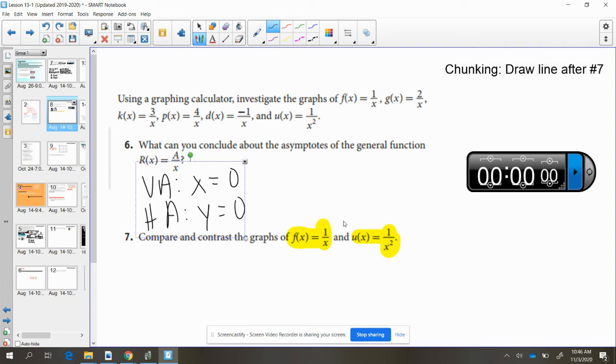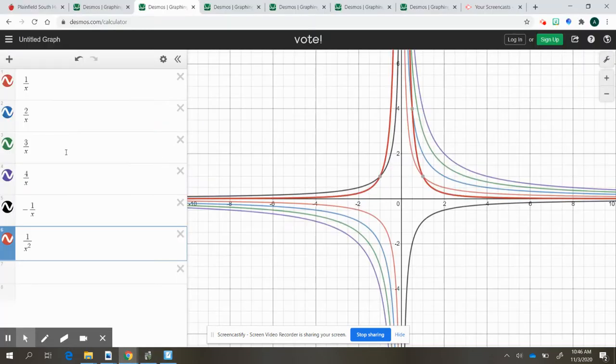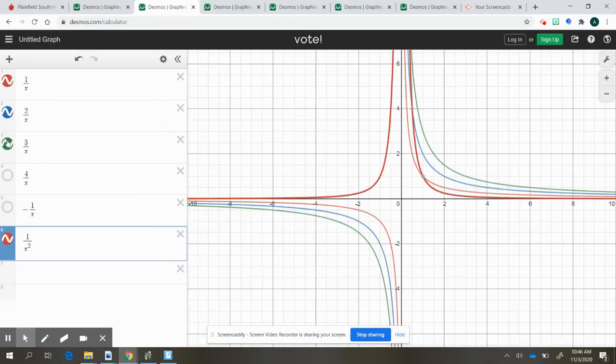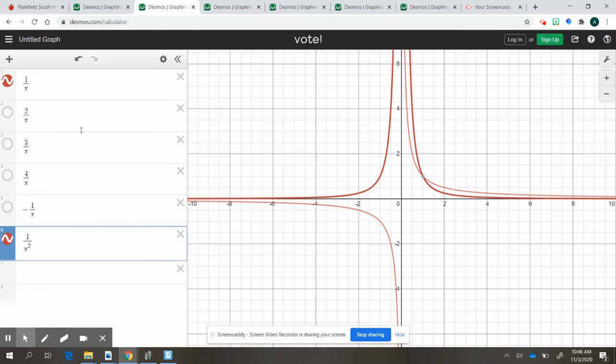Now if we compare just 1 over x and 1 over x squared, the first graph and the last graph here, the lighter colored one is just our 1 over x, and then we have 1 over x squared, kind of like our sister problem. What we're noticing is both of them pass through (1, 1). That's a common point to them. Both of them have a vertical asymptote at x equals 0. Both have a horizontal asymptote at y equals 0.